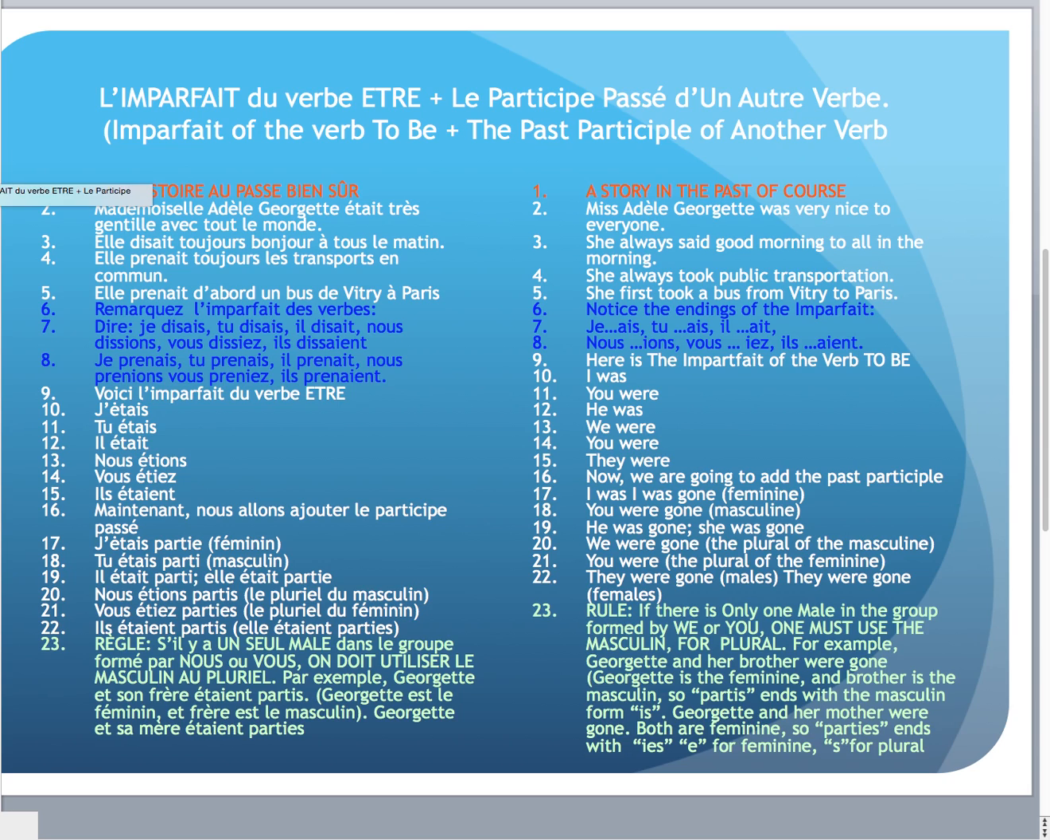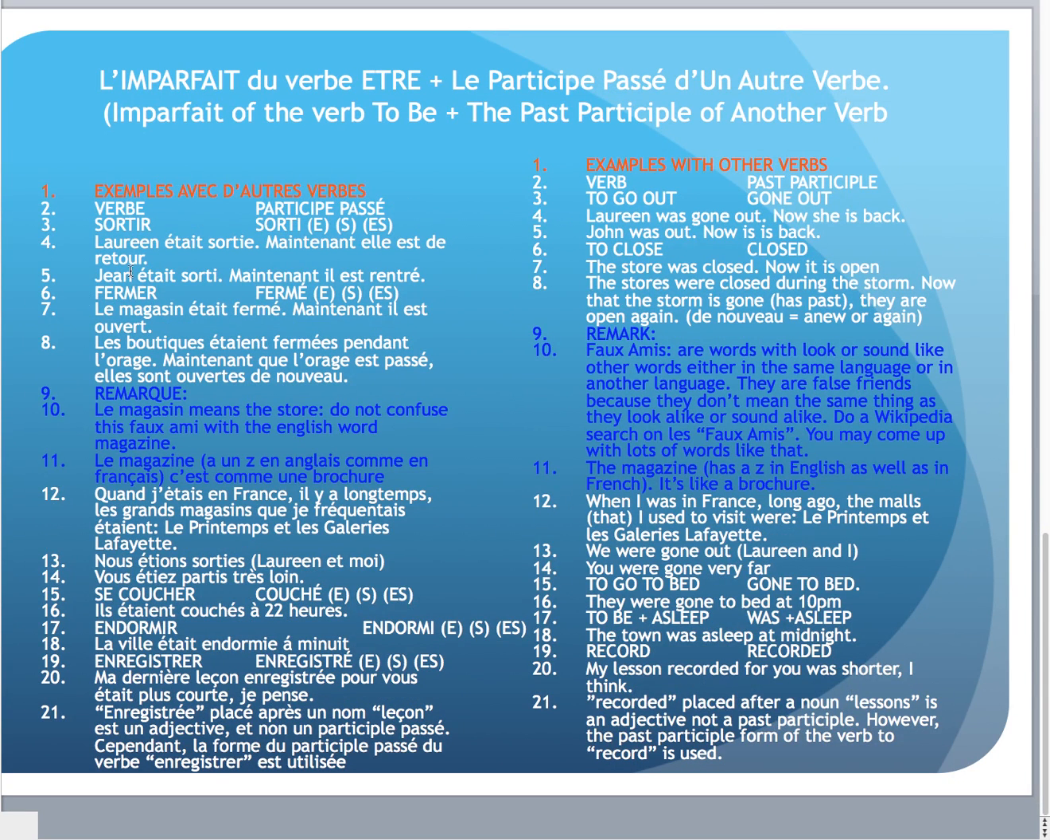P-A-R-T-I-R. So here, sortir, gone out. Okay? Gone out. What's the difference between partir and sortir? One is to go. I was gone on the previous page. Here, sorti. I was gone out. Okay, I was gone out. It's not the same as I was gone. Laurine était sortie. Maintenant, elle est de retour. Laurine was gone out. Now she is back.